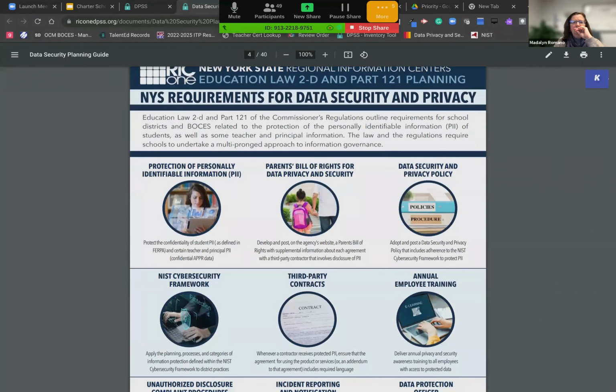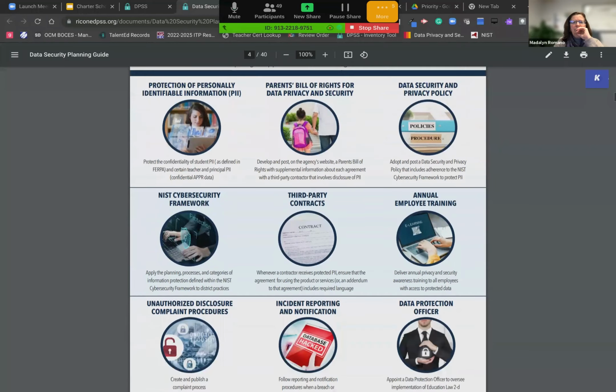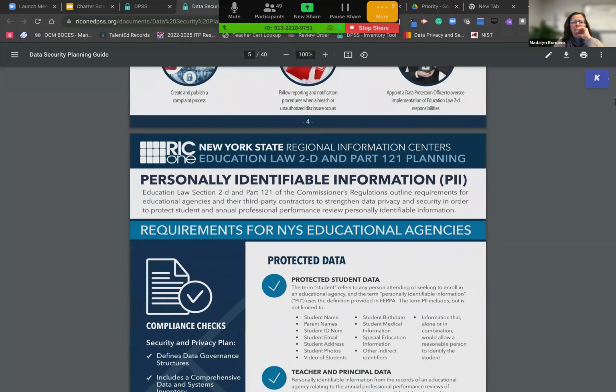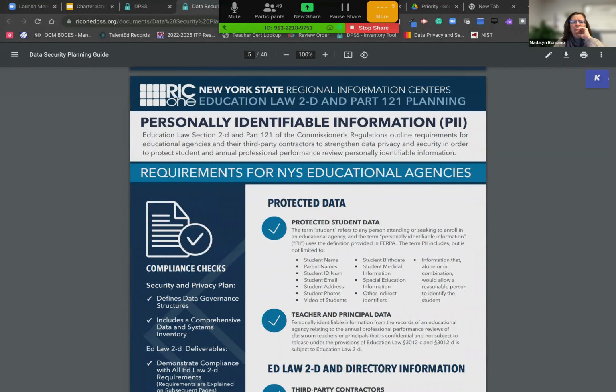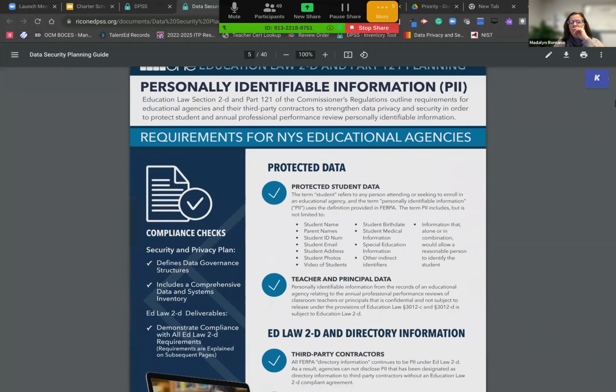And this is actually the document that I pulled a lot of the pieces for my presentation today. As you look through this, it highlights the main sections of EdLaw 2D and the Part 121 regulations, and looks at each different piece of the regulations.